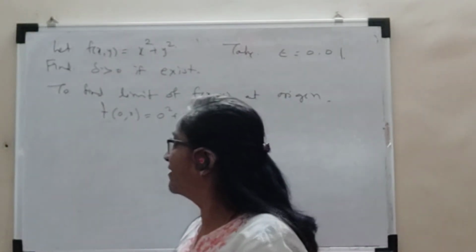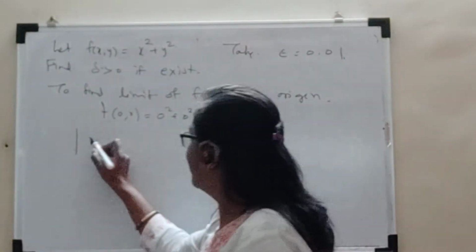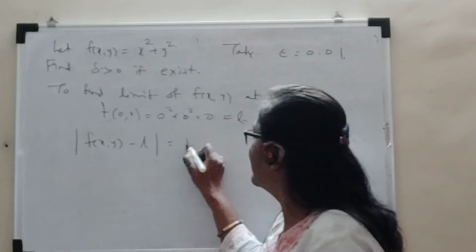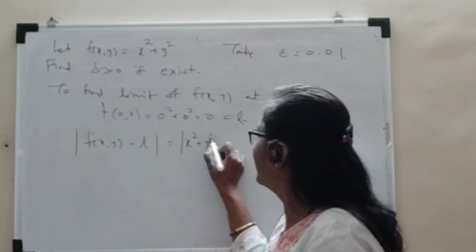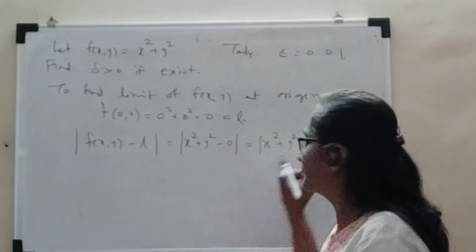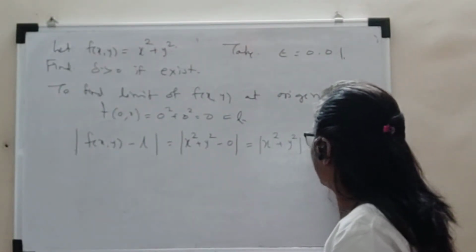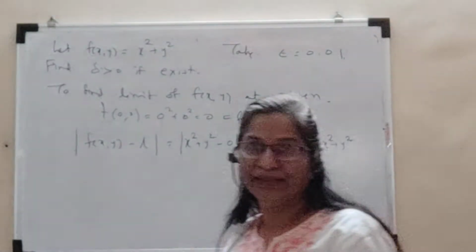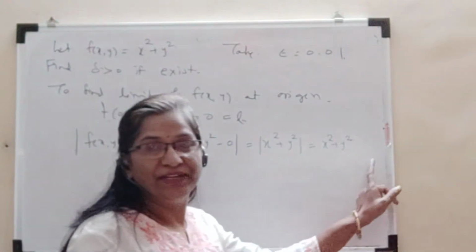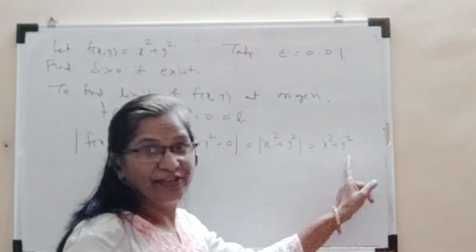So what is our Epsilon-delta definition? We find out the difference between f of xy and L. So f of xy is over here, it is mod of x square plus y square minus 0. So that is nothing but mod of x square plus y square, which is nothing but x square plus y square. Okay. Now for this x square plus y square, recall the definition of circular neighborhood of a point. So in that case, the deleted circular neighborhood of a point.